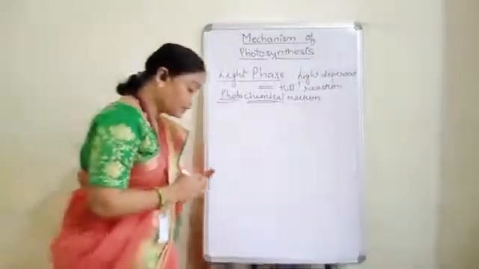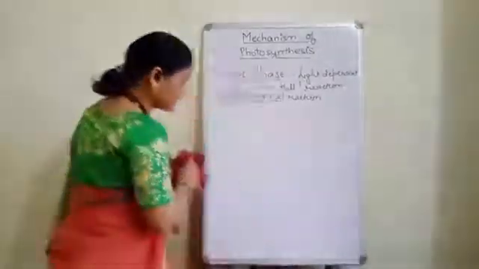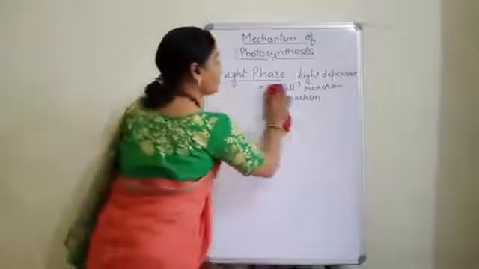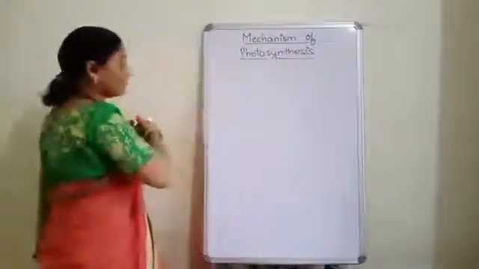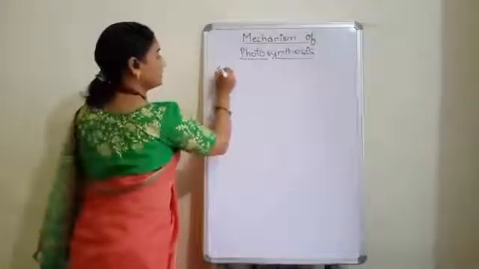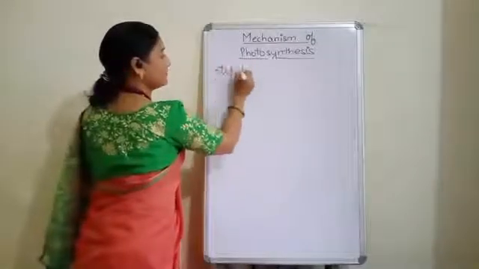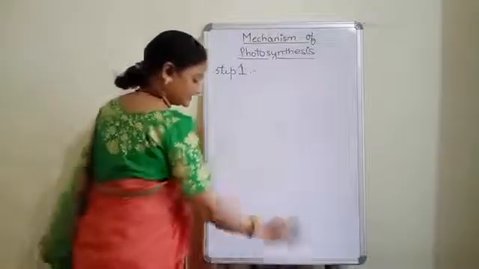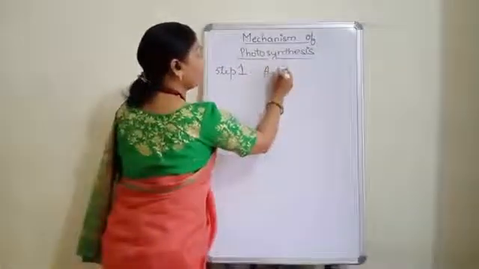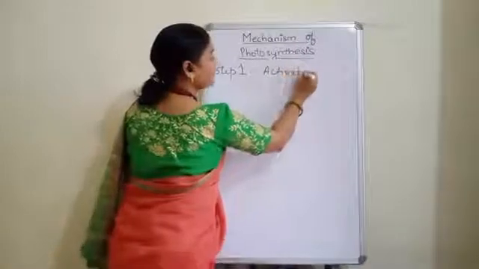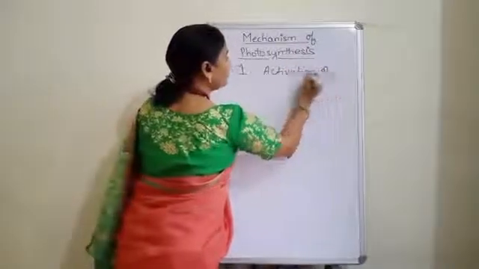Now see, we have some steps in this photochemical reaction. Now I am writing step number 1. Step 1. Now see, step number 1 is activation of chlorophyll.